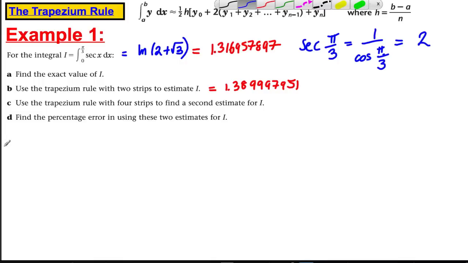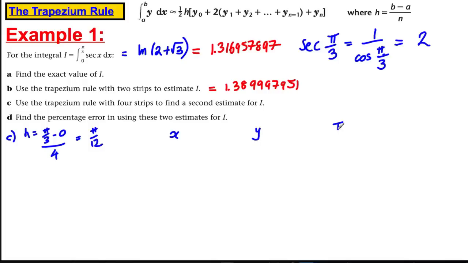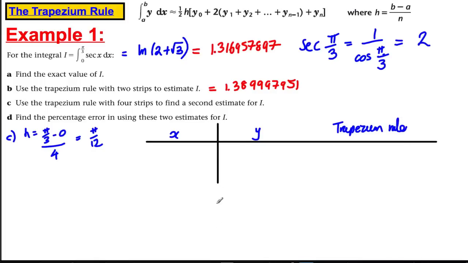Part C is we're going to use 4 strips now, so we'd expect a closer answer than this. So our h is going to be pi by 3 take away 0 all over 4, which is going to be pi by 12. Now we're going to have our x, our y, and our trapezium rule. Now the table is going to be a bit longer now, obviously.